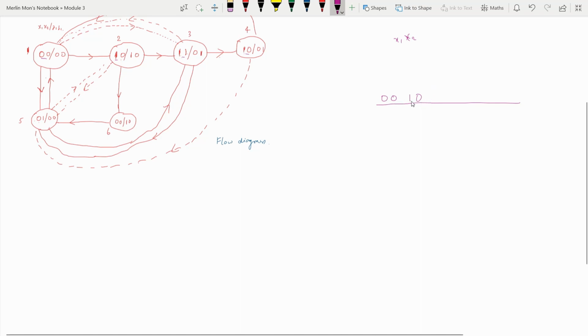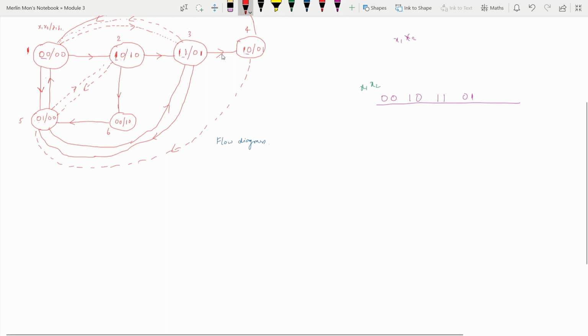We will change in this order: 0 0, 1 0, 1 1. Okay, 0 turns to 1, and finally we will write 0 1. We will write in this order, and these are x1 x2. Now in the rows we will write different output combinations.